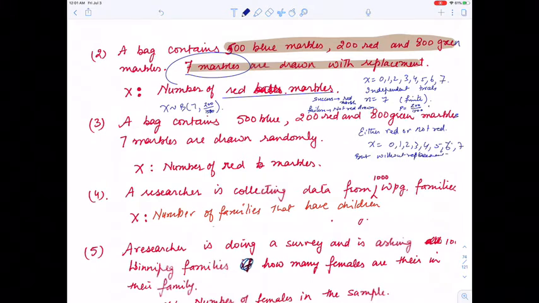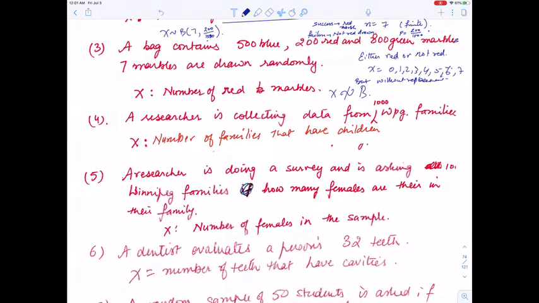That means the trials are not independent. The probability of success is not going to be the same in each trial, and therefore this variable X will not follow binomial distribution. Let's try the next one.